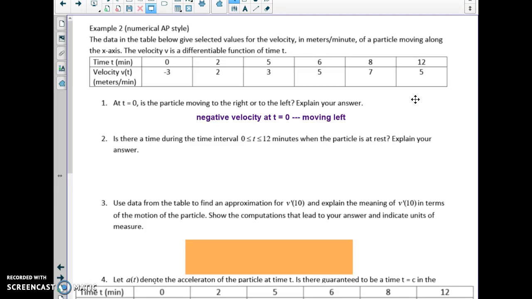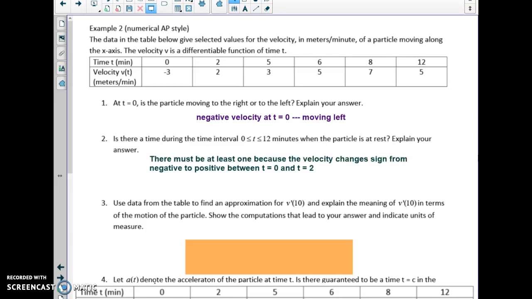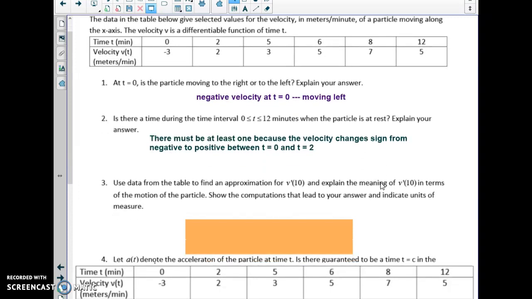Second question says, is there a time during the time interval when the particle is at rest? Well, that would have to happen when the velocity changes sign. Okay, so it changes sign between 0 and 2. It goes from -3 to +2. So therefore, there must be at least one place in the time interval where the particle is at rest. And that would be in between those two values, time equals 0 and time equals 2.